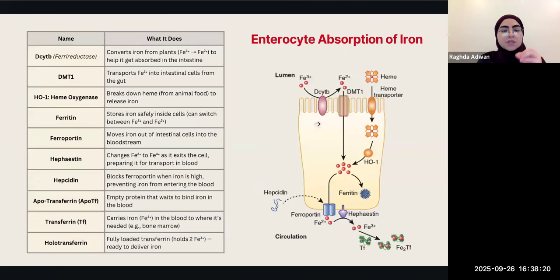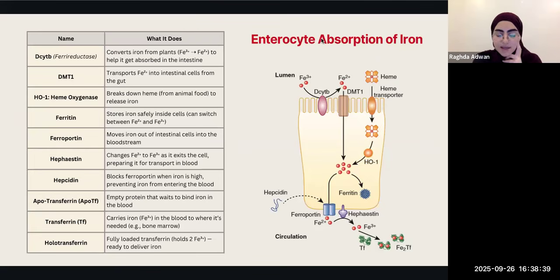All right, this is just a table highlighting everything I just said. So the function of every single one of these little channels and enzymes and ions. We have D-cytochrome B, DMT1, heme oxygenase. This is just for you to come back to and remember. But I already explained the entire thing. This is just to make it easier for you.